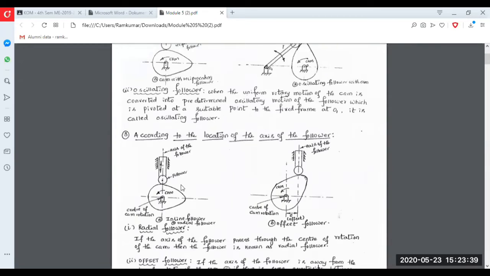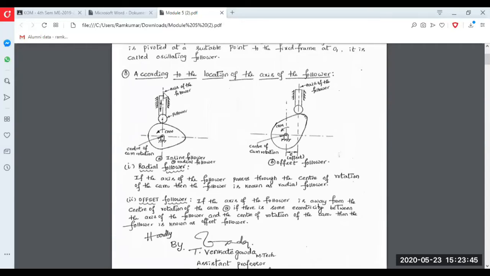Next, according to the location of the axis of the follower, you have two types. The radial follower, so this will be radial. The axis of the follower is radial to the cam surface. Okay, center of rotation of cam, or it is offset by some distance. So then it is called as offset follower.